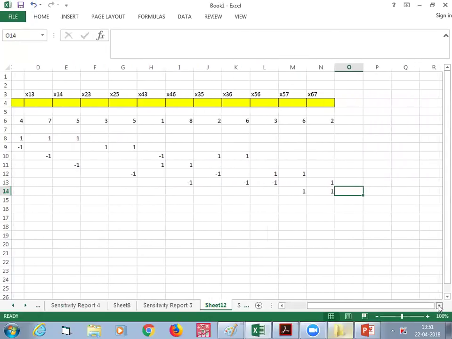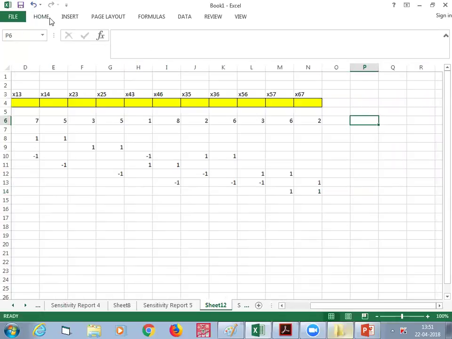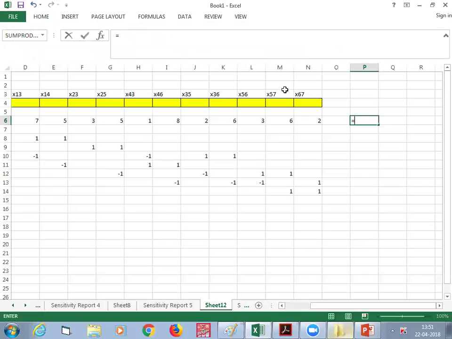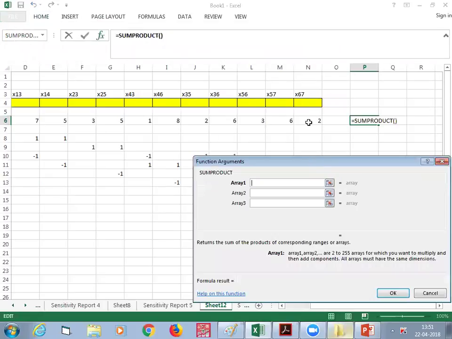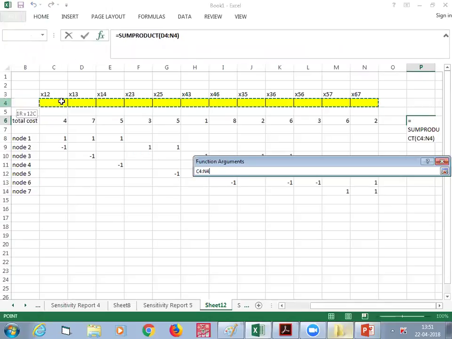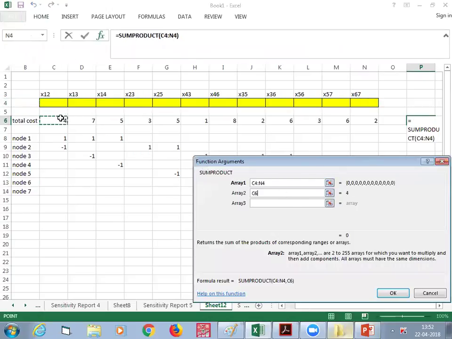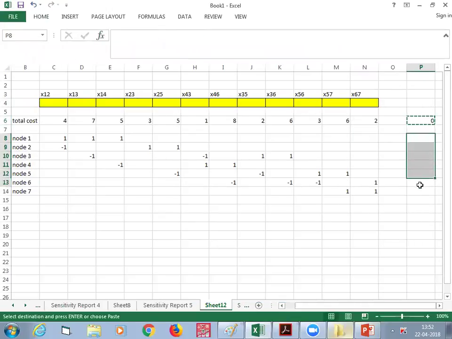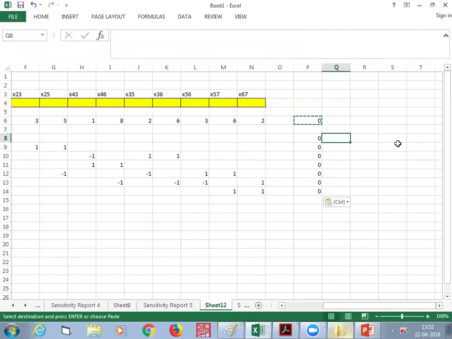Okay, so what are the constraints? Well, it's very simple. Oh, what am I doing? Sum product. Okay, coefficient, variables and coefficient. Okay, and fix the variables. Okay, so copy this on the left hand side here. Okay, and all constraints are equality constraints.